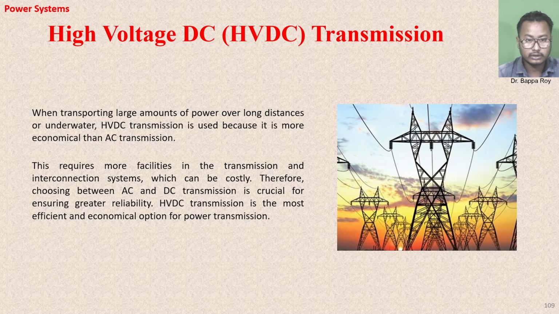AC requires more facilities in the transmission and interconnection system, which can be costly. Therefore, choosing between AC and DC transmission is crucial for ensuring greater reliability. HVDC transmission is the most efficient and economical option for power transmission. AC is also good, but for long distance it is not good. AC transmission lines face different types of problems.